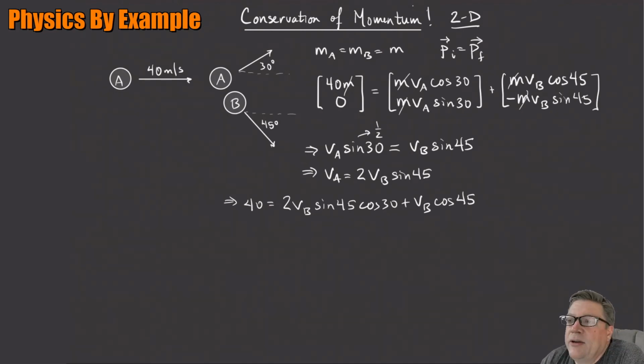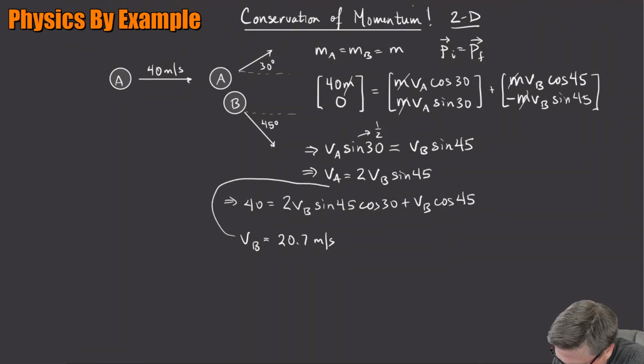So if you plug in all those numbers, now you just plug in what all those sines and cosines are. That sounds like it's going to be kind of boring, so I've already done it. v_B, if you do this, turns out to be 20.7 meters per second. And then once you have v_B, you plug that in right there, and you can get v_A. And v_A turned out to be, what did I get? 29.3 meters per second. Cool.